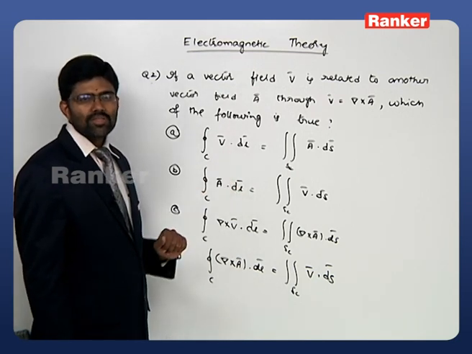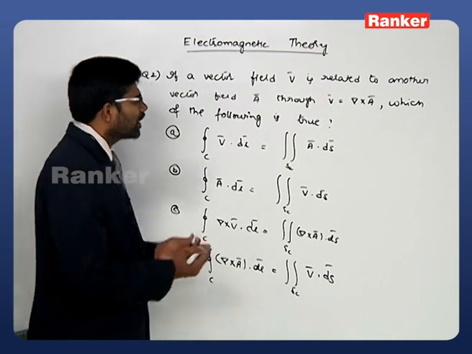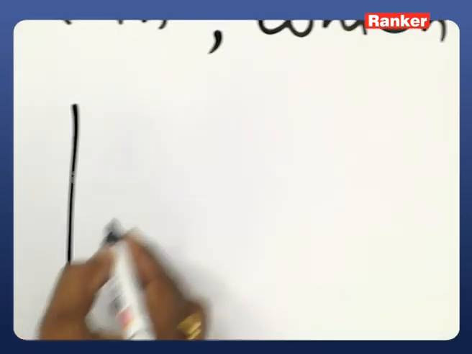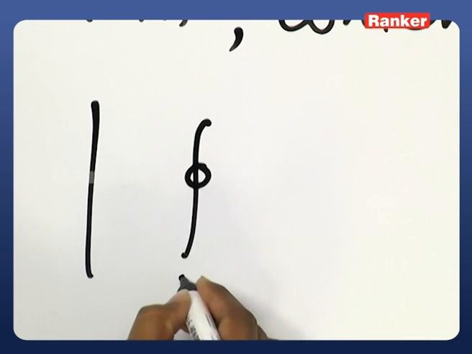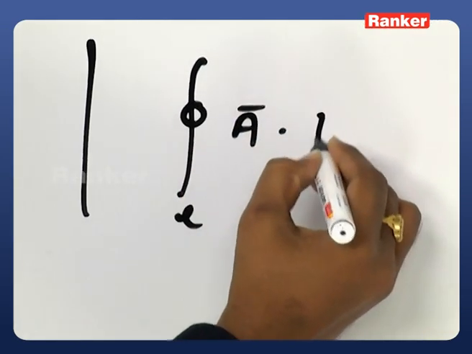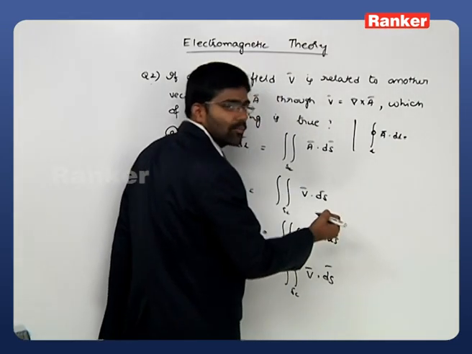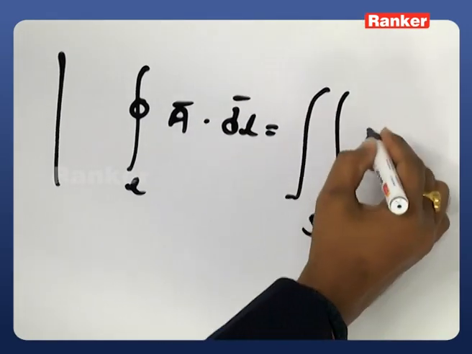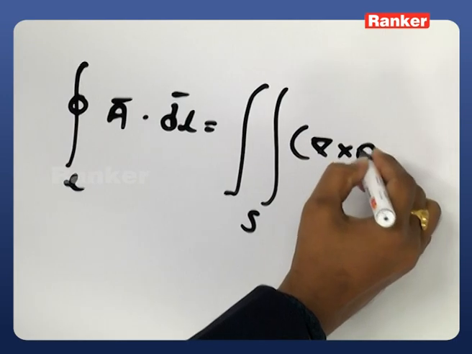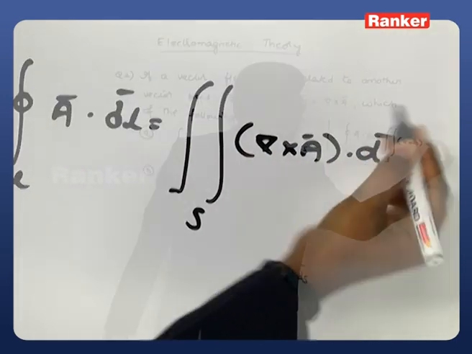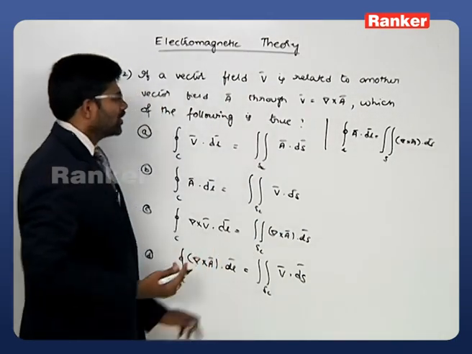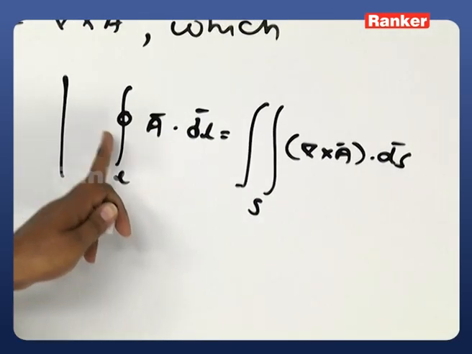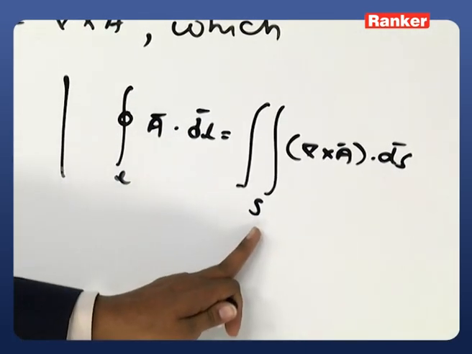So what is Stokes theorem? Whenever we have a vector A bar, then the closed line integral of that particular vector, the line integral of A bar dot dl bar, is equal to the open surface integral of del cross A bar dot ds bar. So whenever we have such a relation, a closed line integral, you can relate that with the open surface integral.